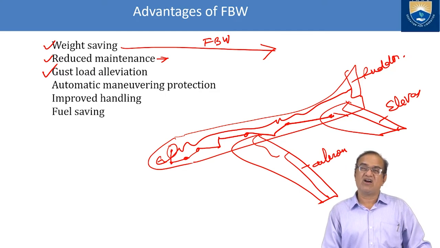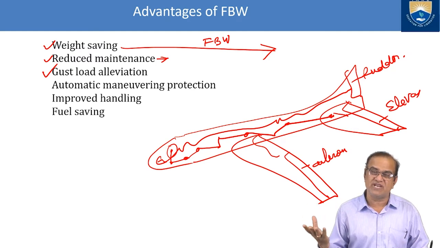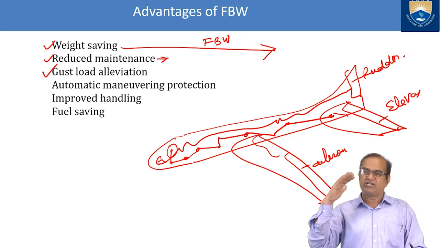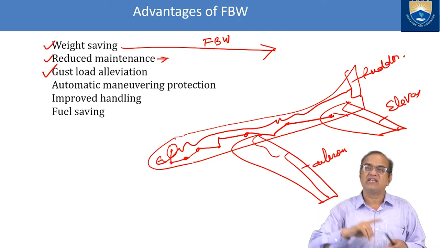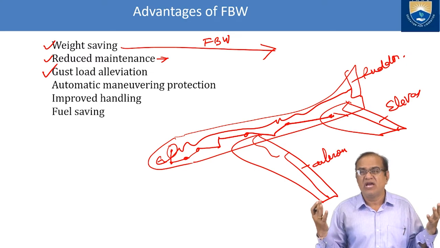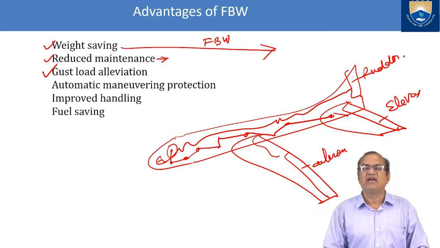Aircraft landing and takeoff, aircraft flying. If your aircraft is flying and there is turbulence in the atmosphere, your aircraft will automatically change its attitude and conditions, and the flight will be very smooth. The passengers or the pilot will not feel any discomfort in handling.